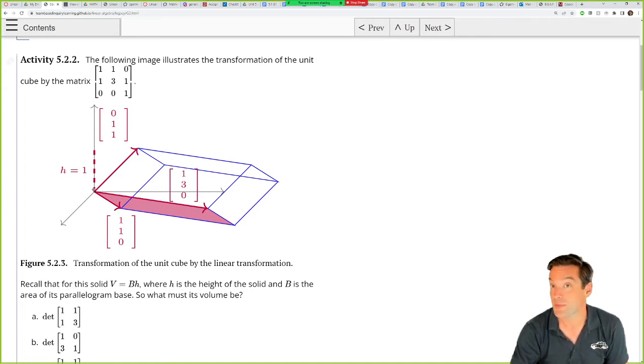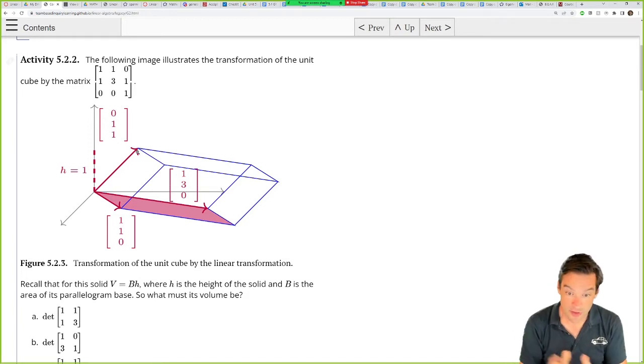And so, not surprisingly, the images of those standard basis vectors are just the three columns of this matrix. So 1, 1, 0, this vector right here is the image of the first standard basis vector. 1, 3, 0 is the image of the second standard basis vector, and then 0, 1, 1 is the image of the third standard basis vector. And so the determinant of this matrix is going to be the signed volume of this parallelepiped.